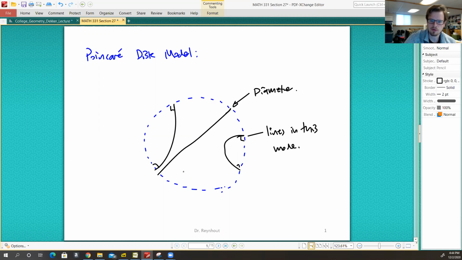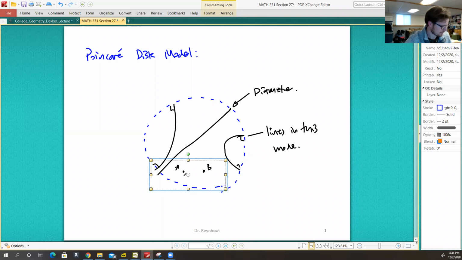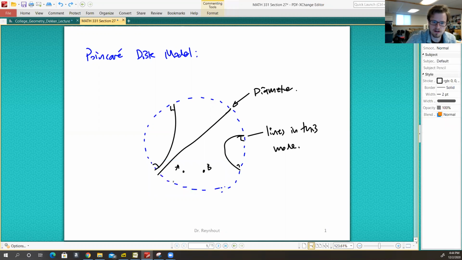So if I have 2 points, A and B, and I were to connect them with a straight line, it's not a diameter. So they're not connected by that straight line. They would be connected by the arc, which is orthogonal to the boundary. Okay, so those 2 points are connected with this line. That's kind of interesting.